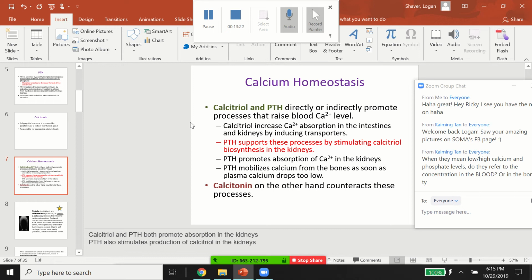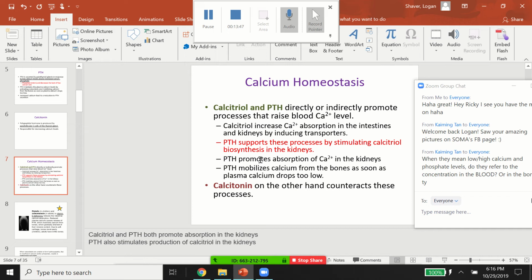So that's a little thing to keep in mind because she may ask a question about the relationship between the two, but I'm kind of doubting it. But it is nice to remember that. PTH also promotes absorption of calcium in the kidneys. So it does, like I said, a similar process to vitamin D. Notice it promotes absorption of calcium in the kidney, just like calcitriol or vitamin D does.